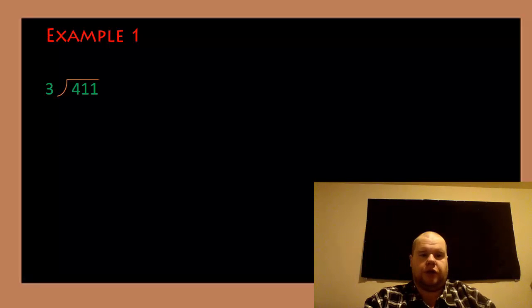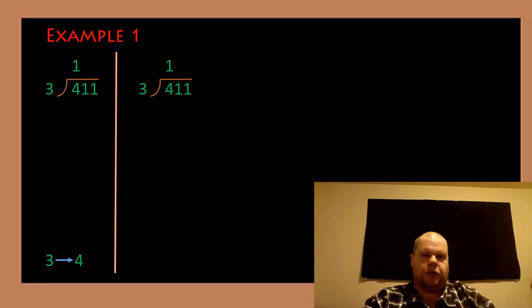So let us begin with our first example. We take 3 divided into 411. So the first thing we need to do is see how many times does 3 go into 4? Well, the answer to that is once.